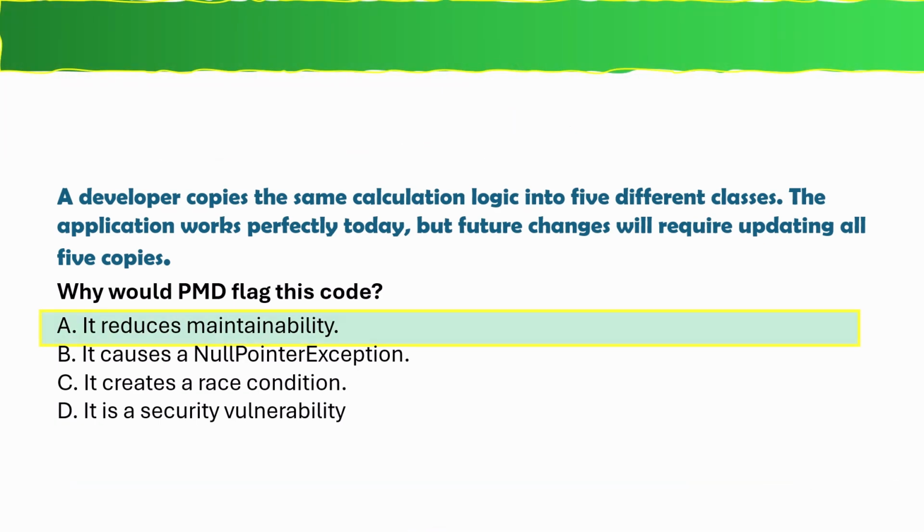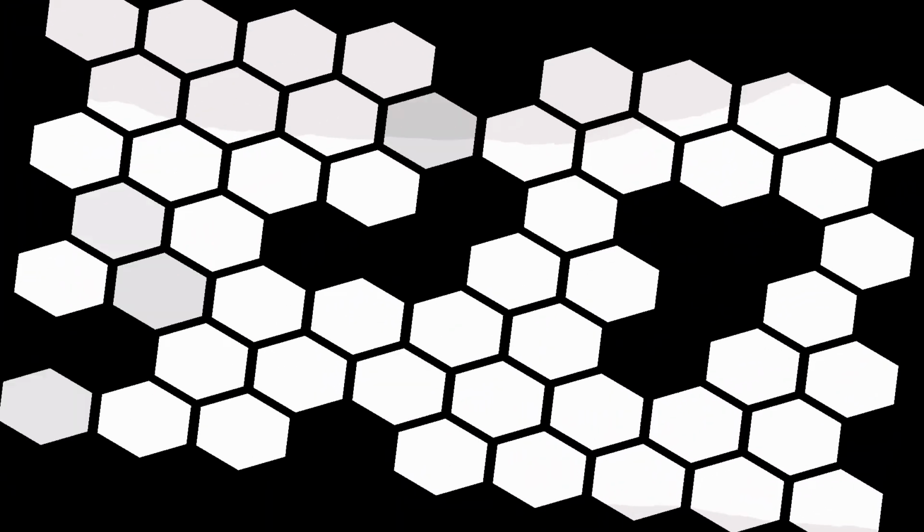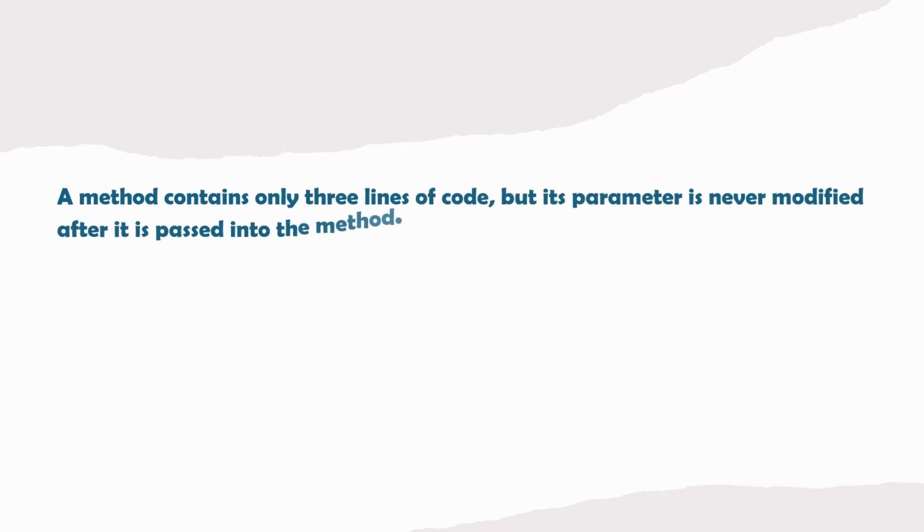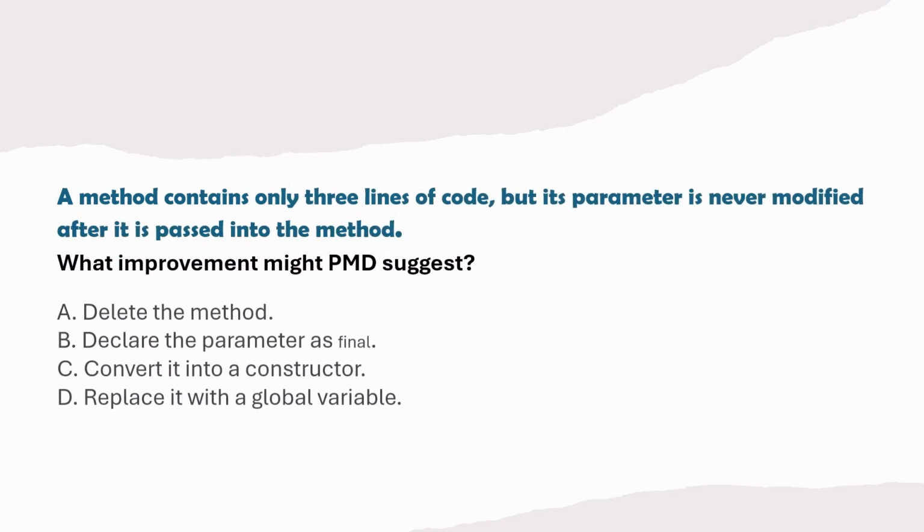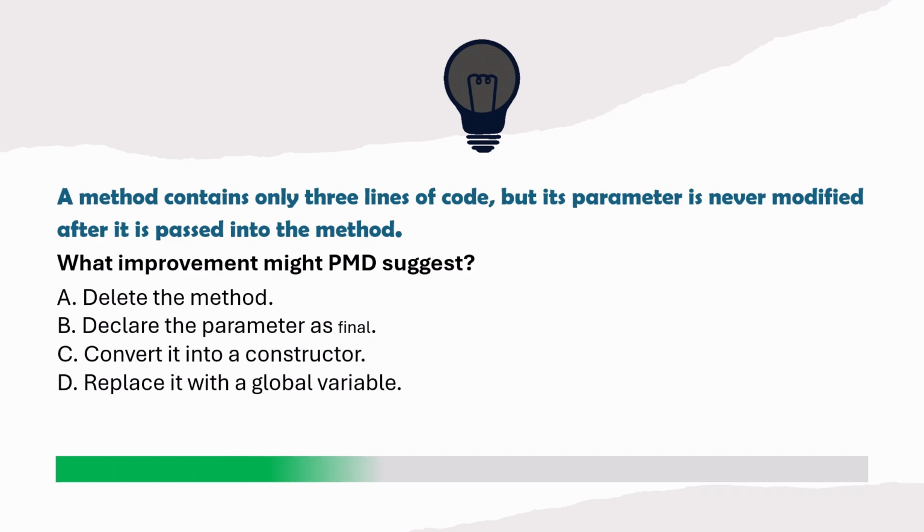The correct answer is A. PMD focuses on code quality and maintainability. Duplicate code increases the maintenance effort because every future change must be made in multiple places, increasing the chance of inconsistencies. A method contains only 3 lines of code, but its parameter is never modified after it is passed into the method. What improvement might PMD suggest?